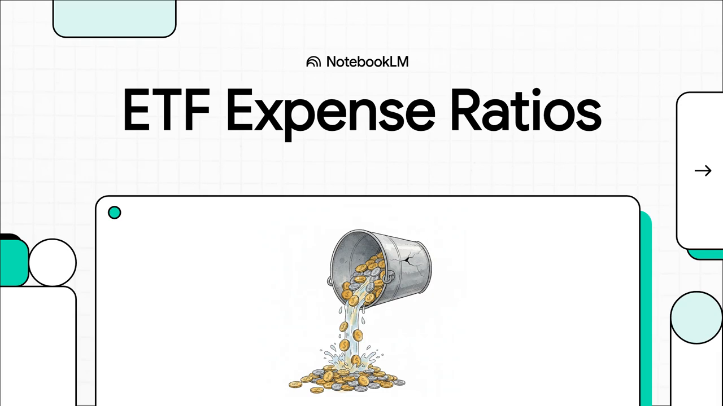What if I told you there's a tiny number, we're talking less than 1%, that could be costing you thousands of dollars over your investing lifetime? And the crazy part is you'll probably never even see it on a statement. Well, today we're going to pull back the curtain on this hidden cost, the ETF expense ratio. And more importantly, we're going to show you how to stop it from slowly draining your growth.